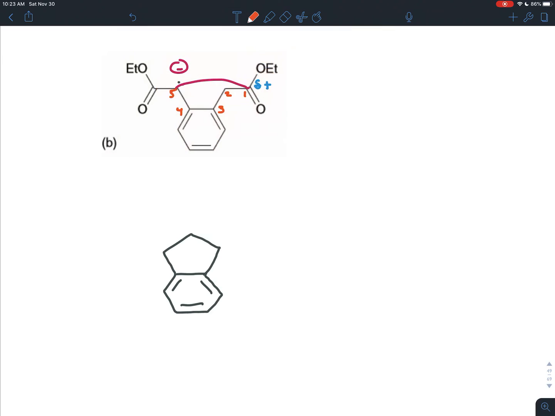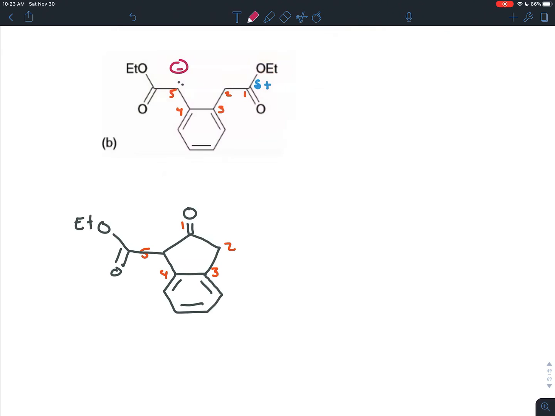Now let's number those. We know that the 2 carbons in benzene are 3 and 4. That means this must be 2 and 1, and this must be 5. On carbon number 1, well, let's do this. We know on carbon number 5 we'll have that ester. So let's draw the carbon there, double bond to oxygen, single bond to OEt. So there's our ester.